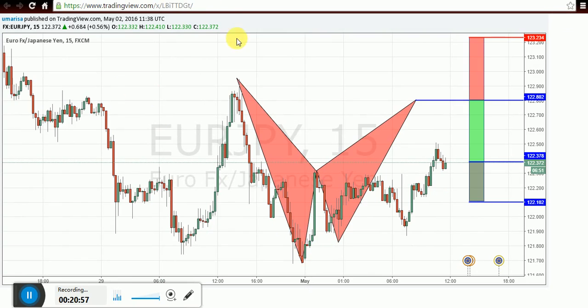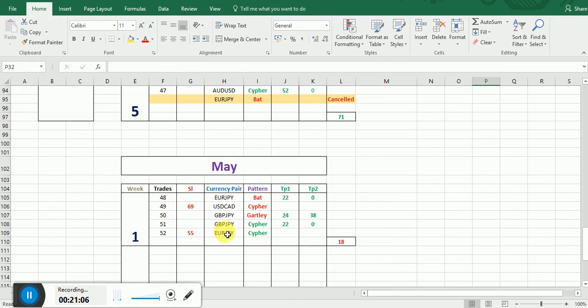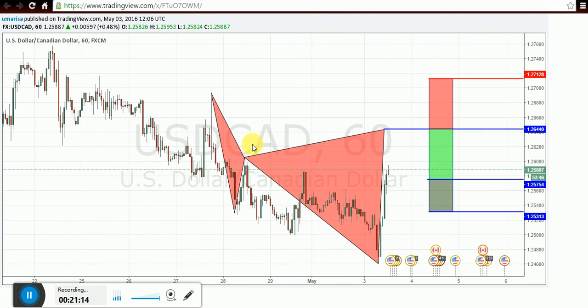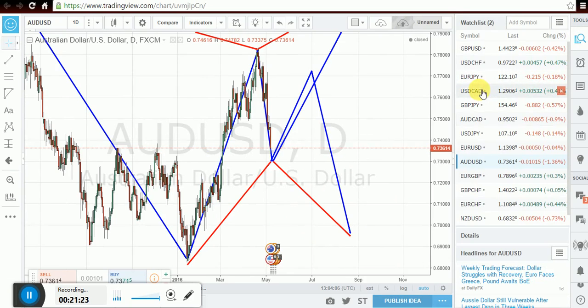The video is running too long, so I'm just going to show you a winner and a loser. The loser, I'm going to show you the biggest one, which is the USD CAD. We had a Cypher pattern that ended up being stopped out. This is the Cypher pattern that we had on the USD CAD, stopped out for a loss of about 69 pips.